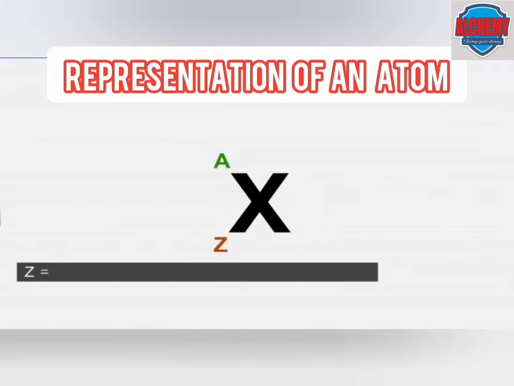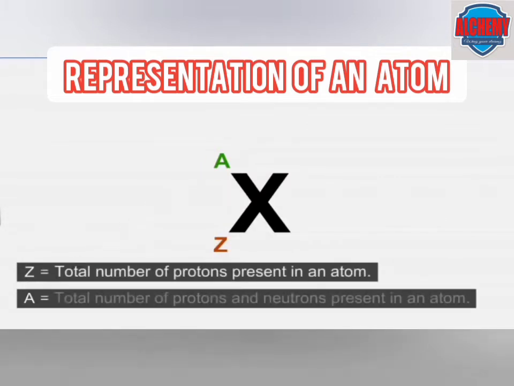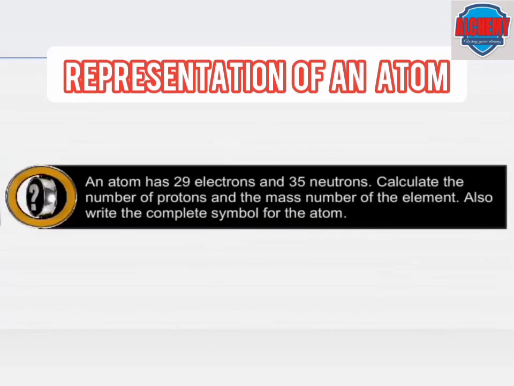The atomic number Z gives the number of protons present in an atom, whereas the mass number A gives the total number of protons and neutrons present in an atom. We will now discuss a simple question based on this.